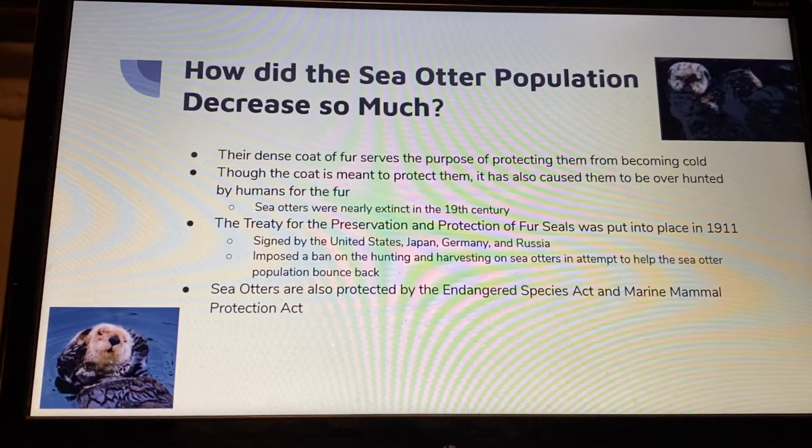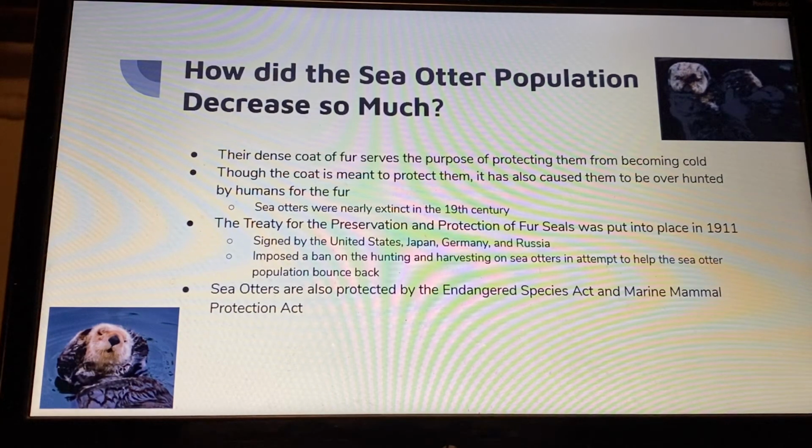So how did the sea otter population decrease so much? First off, they have these fur coats to protect them from the harsh, cold environment where they live. But this coat has also caused them to become a valuable hunting commodity for fur traders. And so in the 19th century, the sea otters were almost hunted to extinction.